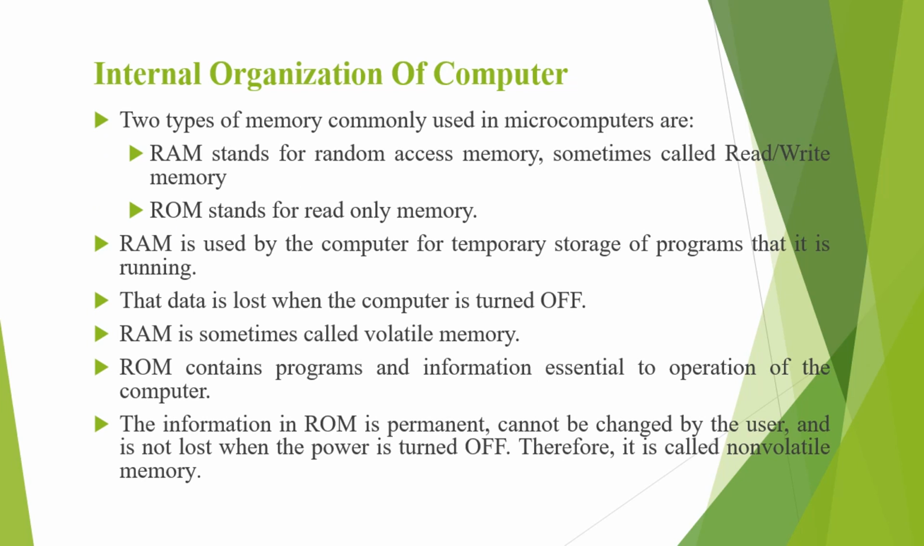So the two types of memory commonly used in microcomputers are RAM and ROM. RAM is also called read-write memory. It is used by the computer for temporary storage of programs when it is running. So that data will be lost when the computer is turned off. So RAM is also sometimes called volatile memory.